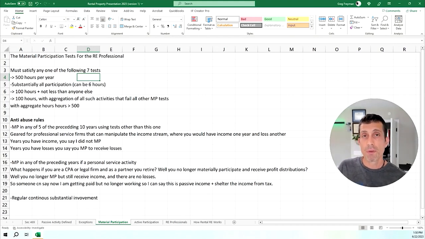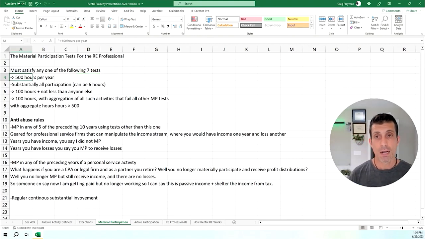Can you imagine people being forced to keep a log? People already have difficulties keeping contemporaneous logs. So they did away with that and said, fine, you can just not keep it. But would it help? Yes, it absolutely would help to keep track of what you do with your time. So greater than 500 hours per year.